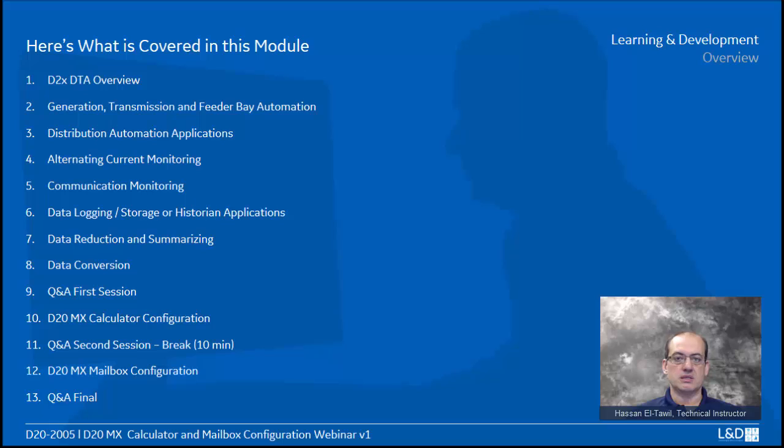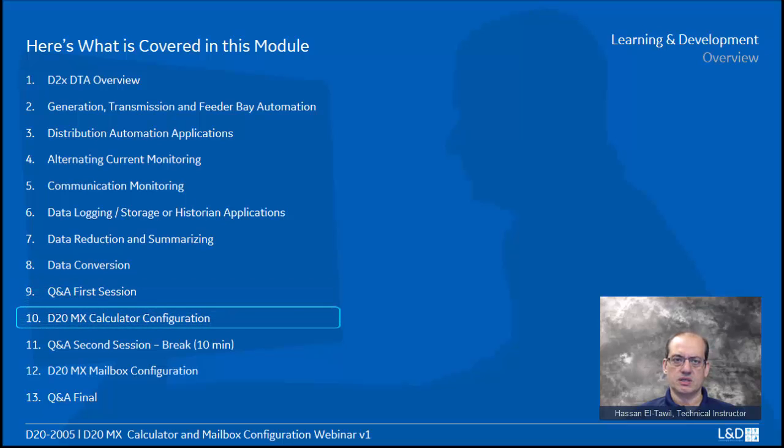In this webinar, we're going to start by covering what a DTA is, and then we will cover different DTAs based on the industrial sector, whether it is transmission, distribution, alternating current monitoring, communication monitoring, data logging and storage or historian applications, data reduction and summarizing, data conversion. Then we will take our first Q&A session.